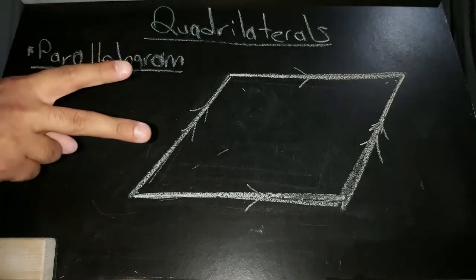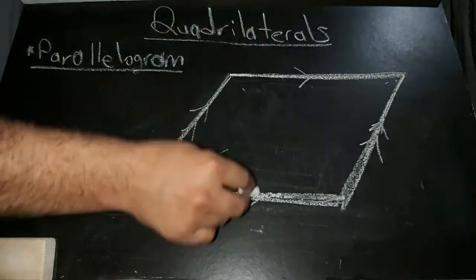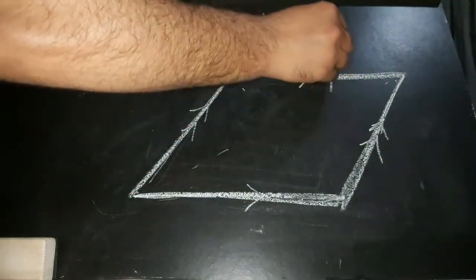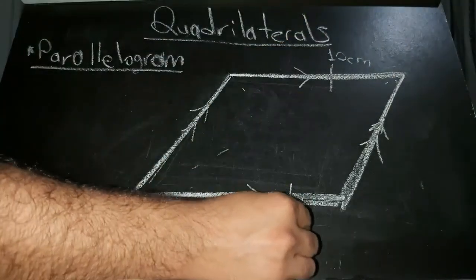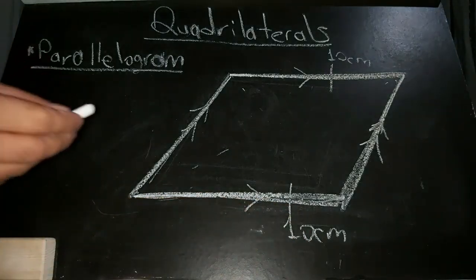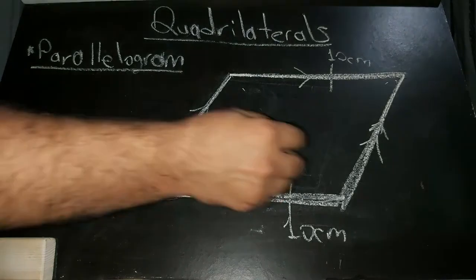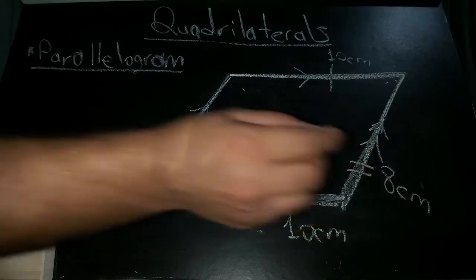The second property is that opposite sides are the same. If this one is, let's say, 10 centimeters, this one is going to be 10 centimeters too. The lengths are the same. And for this one, let's say this one is 8 centimeters, and this one will be 8 centimeters too. Right.